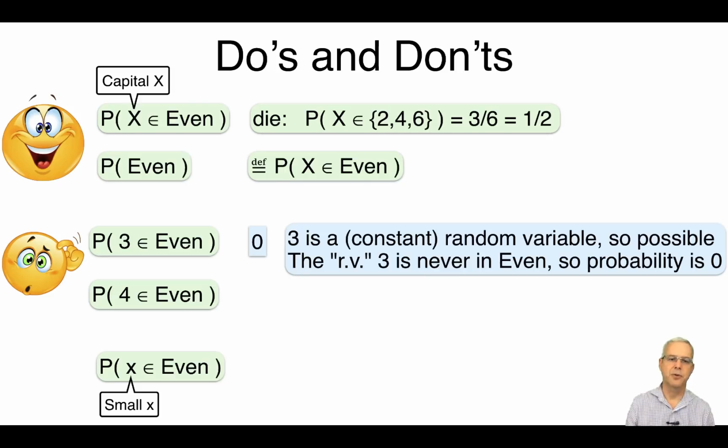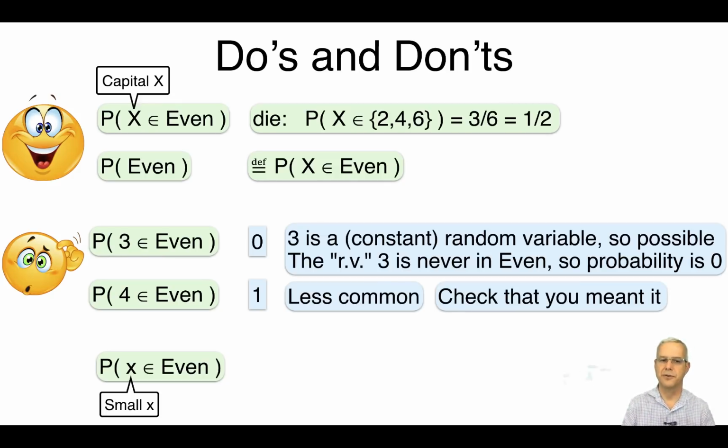And similarly, for the probability that 4 belongs to even, we can look at 4 as the random variable that's always 4, so that probability is 1. Okay. However, typically you will not see this that often. So if you write something like this, just make sure that this is what you meant to write.